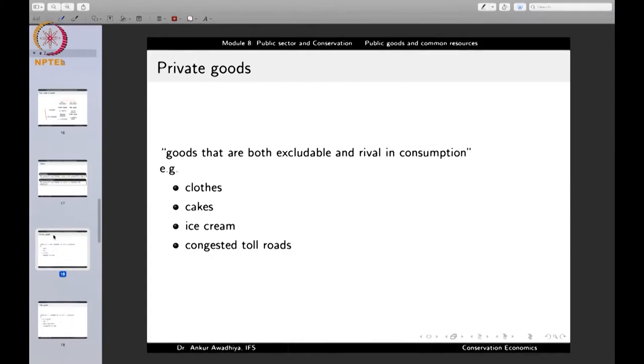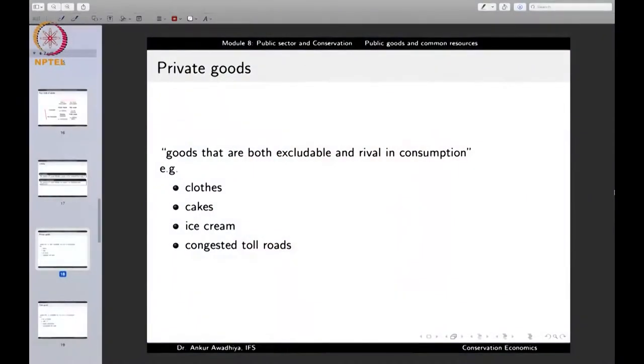So if I have a cake and if I eat up this cake, then less of this cake is available for you to eat. So it is rival in consumption. The more I eat, the less remains for you. But it is also excludable. I can say that this is my cake. I am not going to allow you to eat it. So it is excludable. Goods that are both excludable and rivals in consumption are known as private goods.